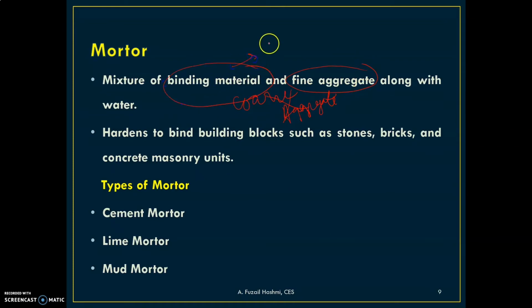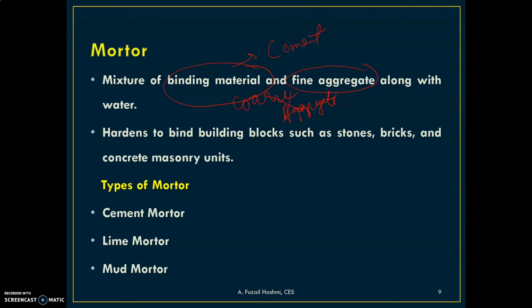Binding material is generally cement or any other binding material, the material that binds the fine aggregate and the cement with each other. Mortar basically hardens to bind building blocks such as stones, bricks and concrete masonry units. There are various types of mortar: cement mortar, lime mortar and mud mortar.